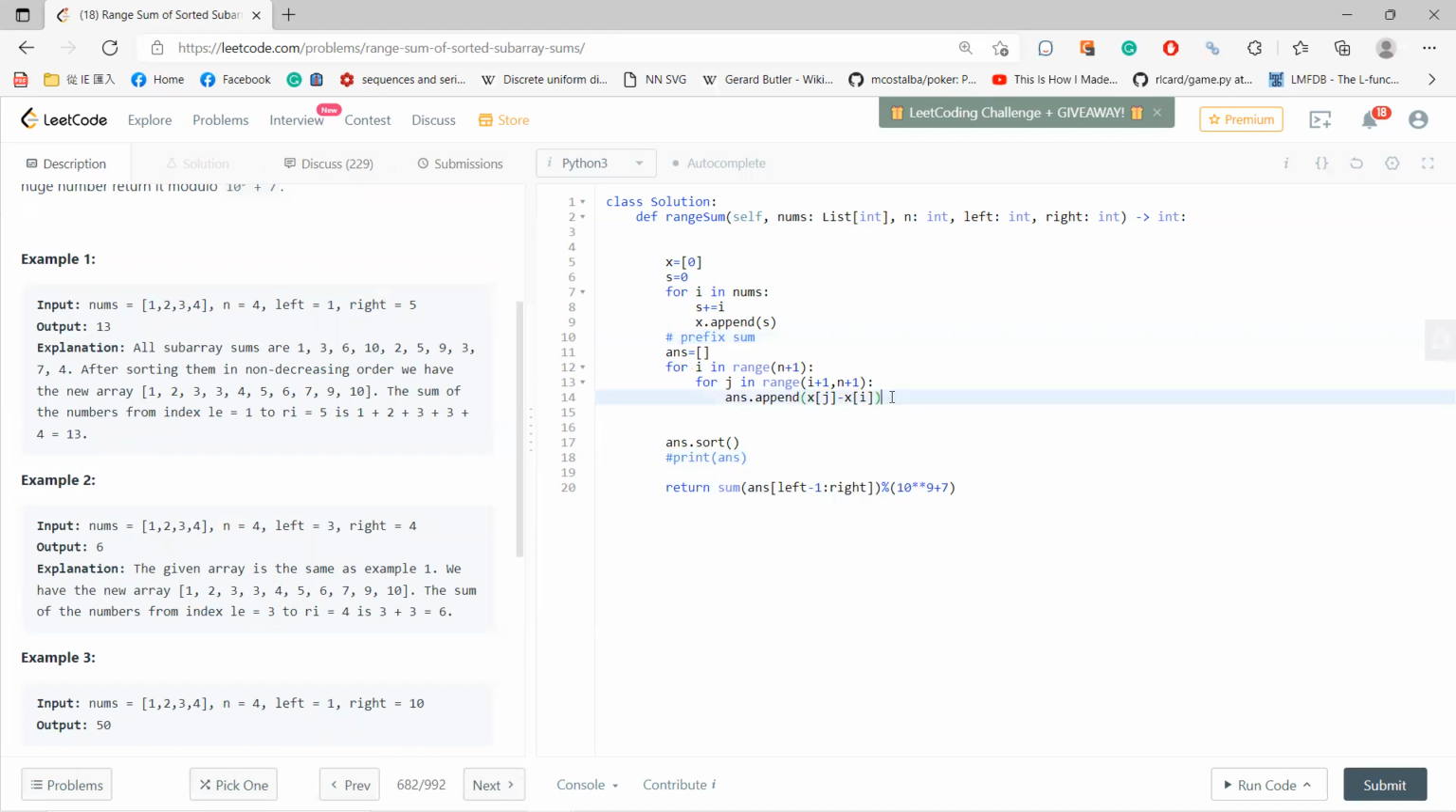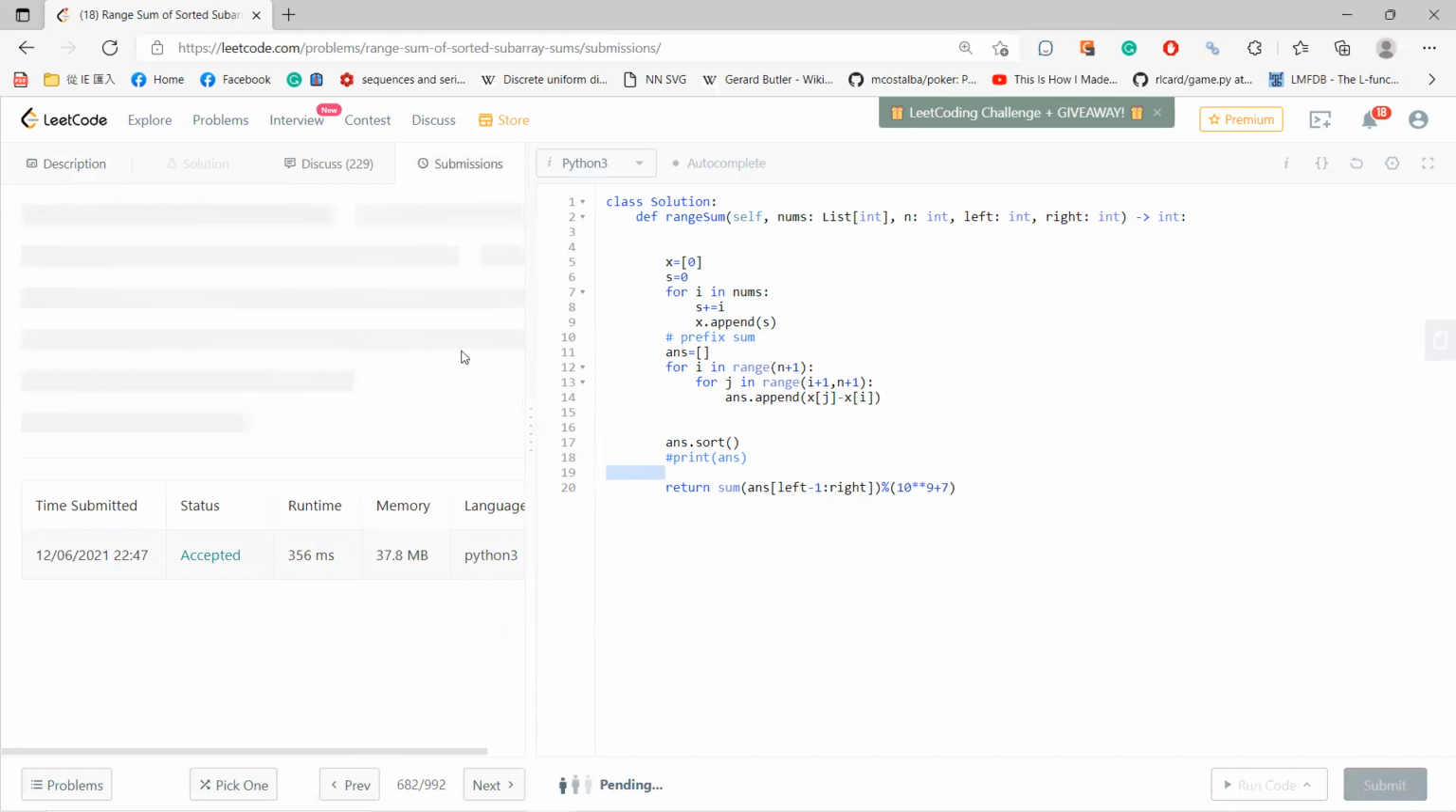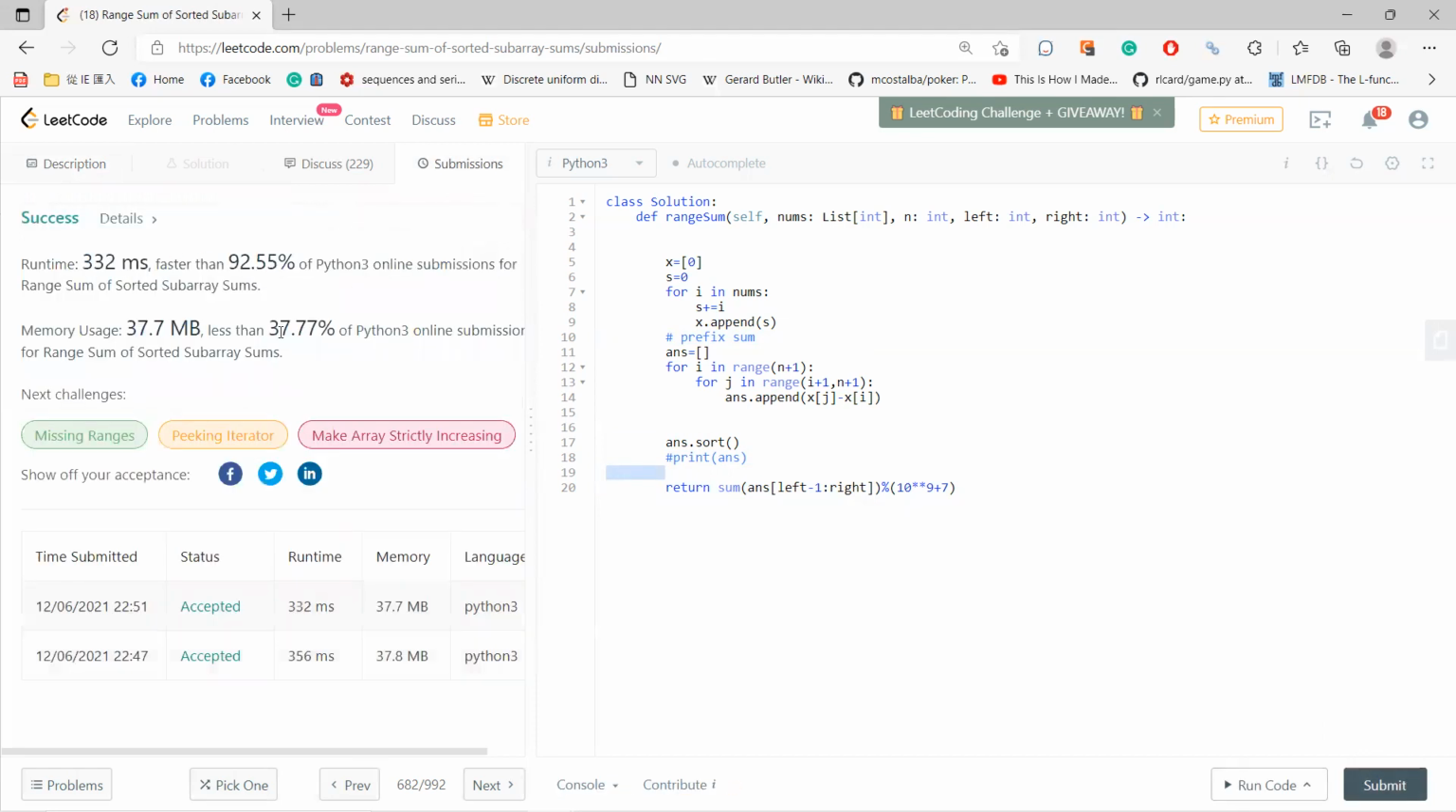Okay, once you understand this, it's n squared, and then you sort it, which is n log n. And then you just compute the results. This is a very simple problem because it's very fast.